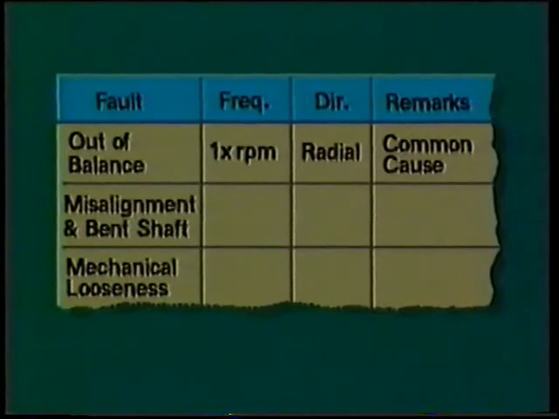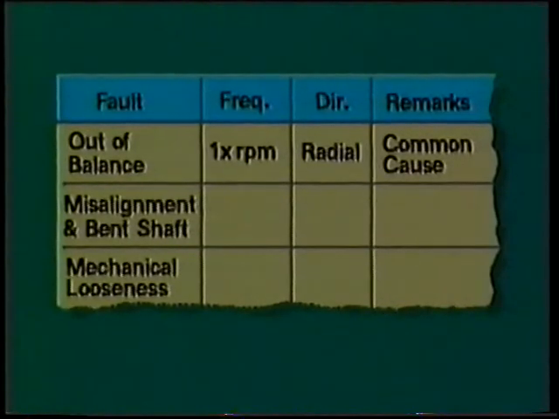So vibration amplitudes at 1 times the RPM in the radial directions are a good indication of unbalance. Since no rotating part is ever perfectly balanced, you'll usually see some vibration due to unbalance at 1 times RPM. The amplitude of the vibration will be your guide as to the severity of the problem.